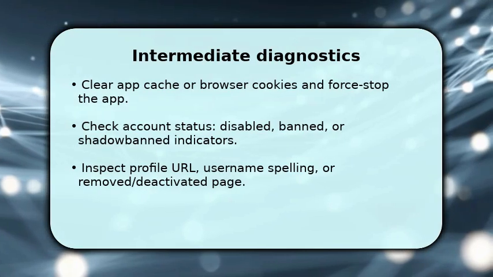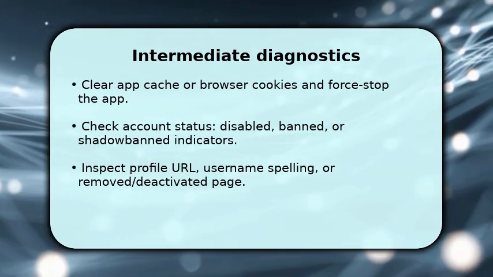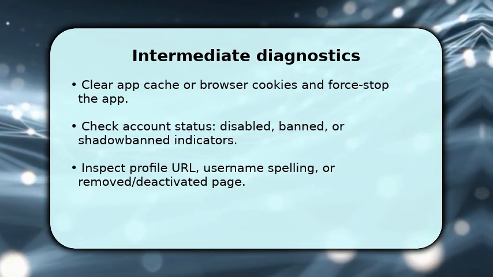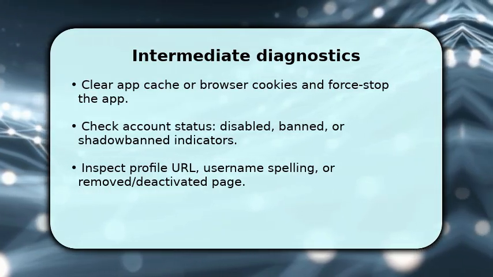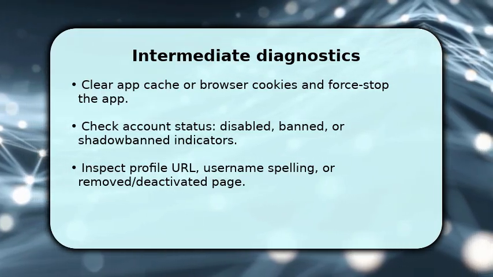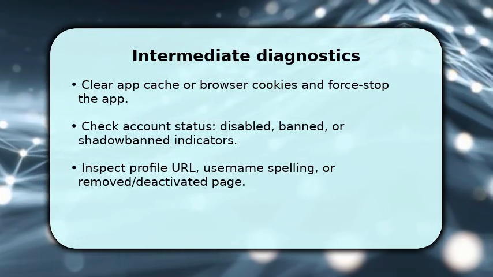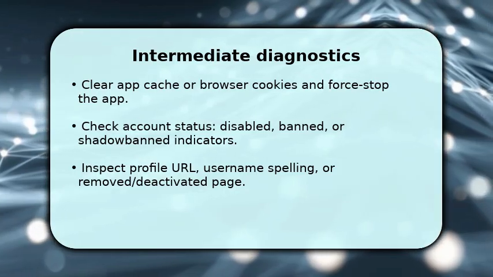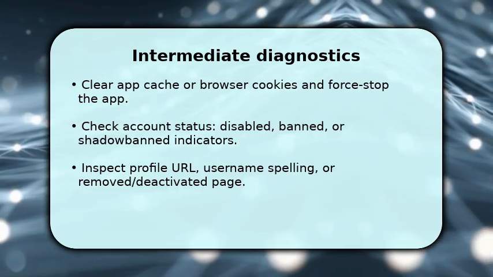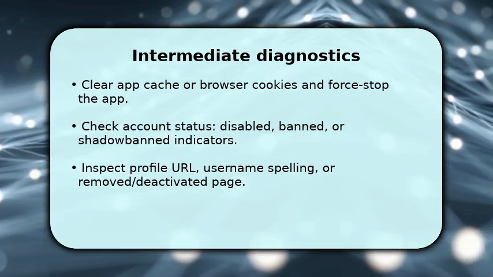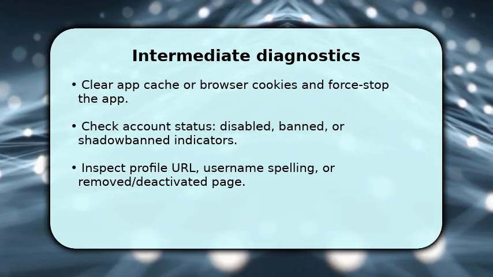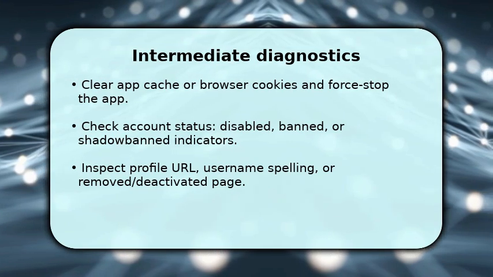Next, perform deeper checks. Clear the Instagram app cache or remove cookies from the browser and force stop, then reopen the app, because stale data often causes loading failures. Then confirm whether the account or page was disabled or deleted. Look for different error messages and try accessing via another authenticated account. Also verify the exact profile URL and username. A misspelling or renamed account will return page not available. These diagnoses narrow whether you need account recovery or platform fixes.